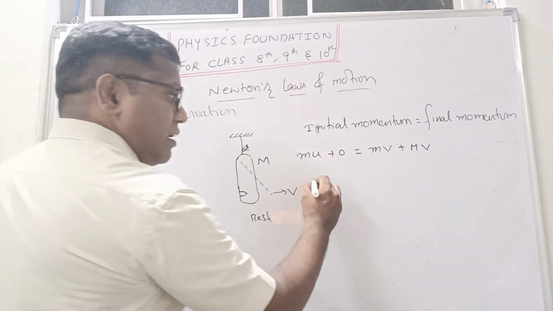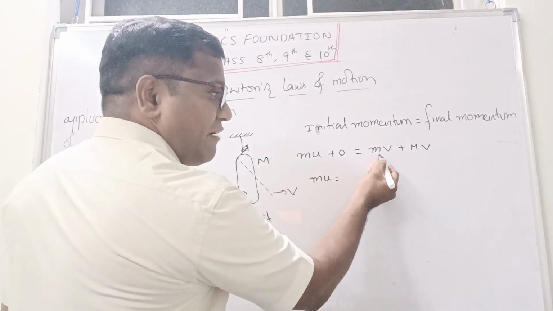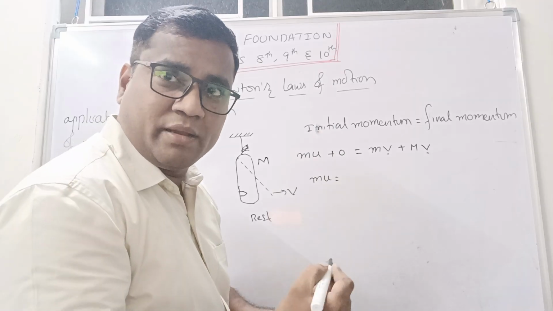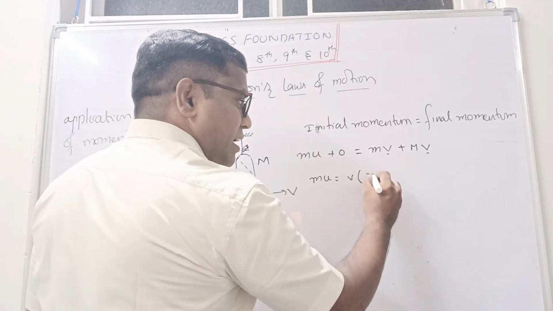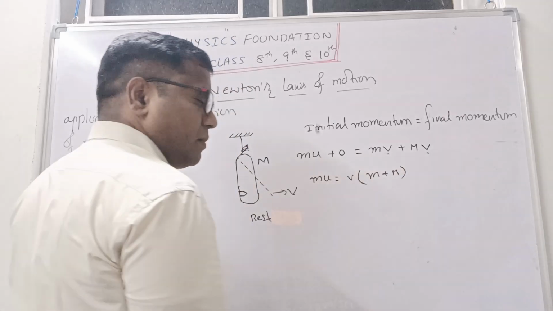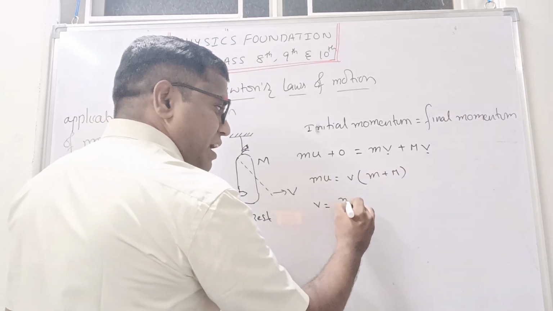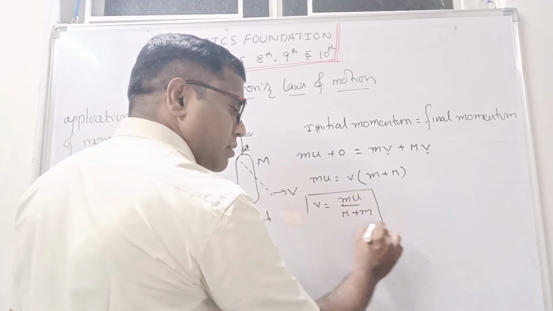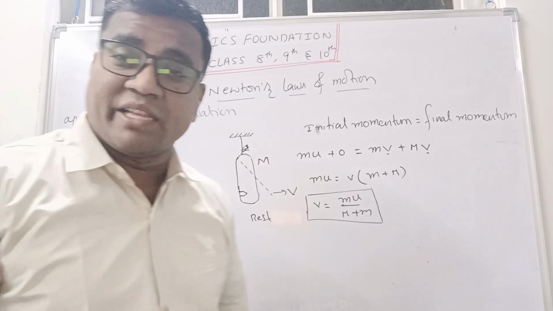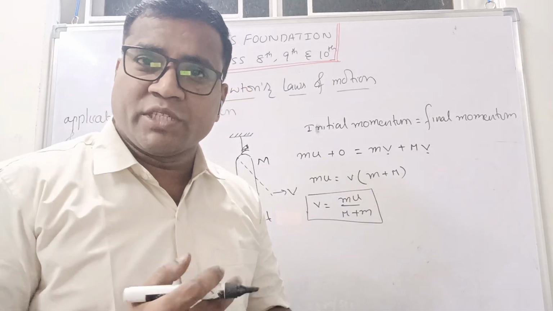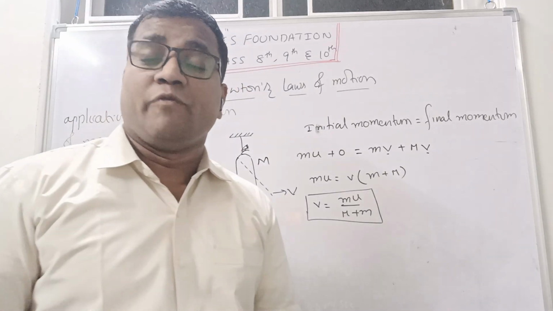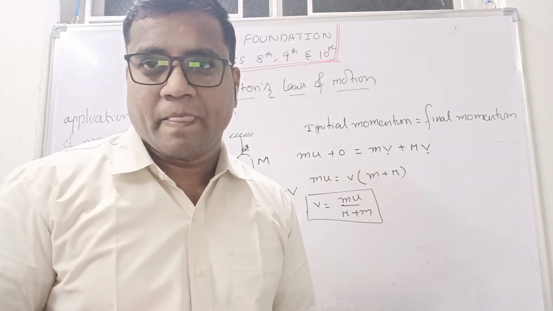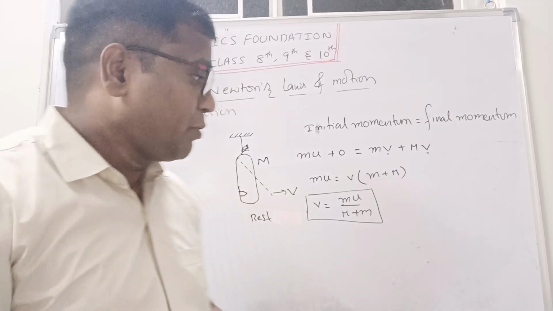Clear? Now see here, mu is equal to, here v is there, here v is there, so I will take v common. So m plus M. So v is equal to mu by m plus M. This will be the answer. In some questions, if he asks theoretical questions, this will be the answer. If a numerical is asked, we will substitute and find. Clear? I hope you understood, right?